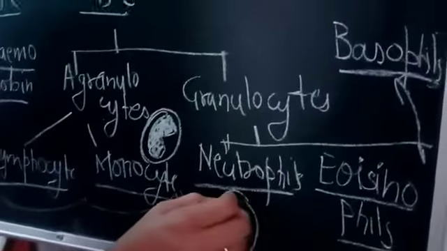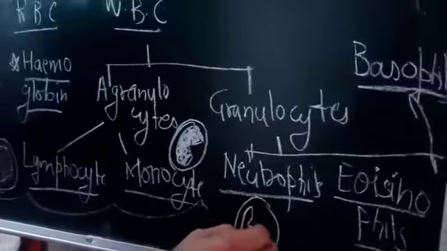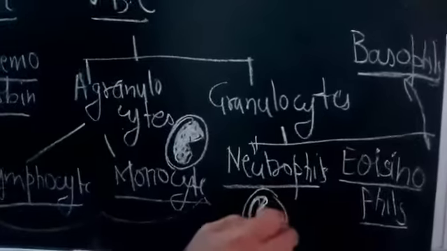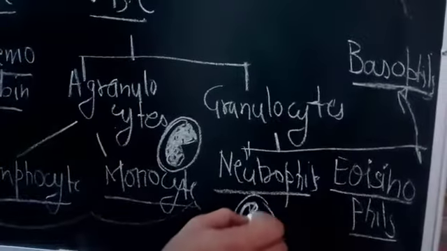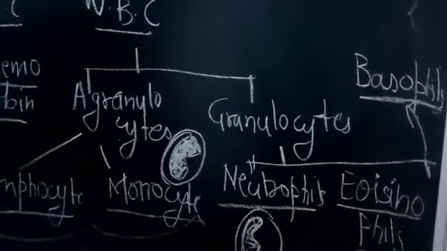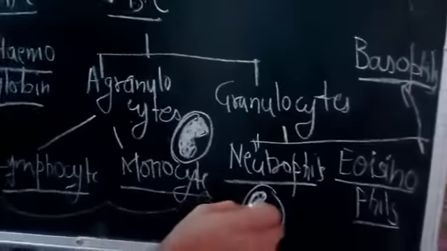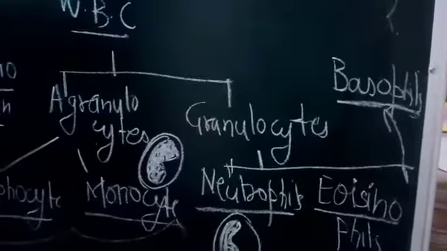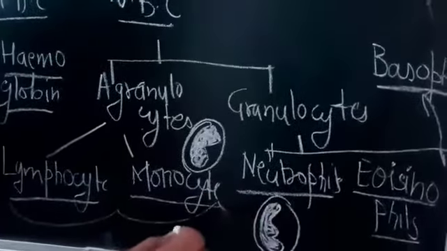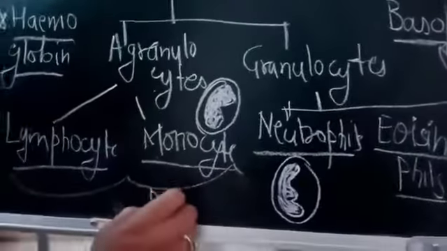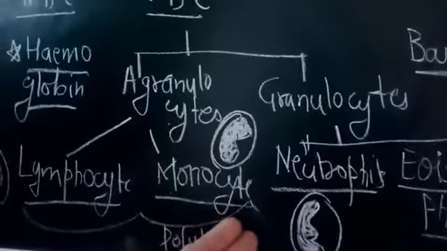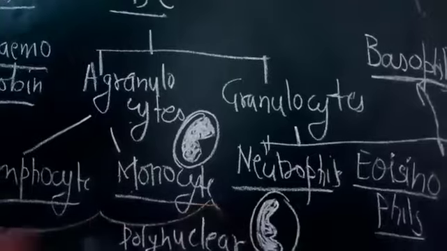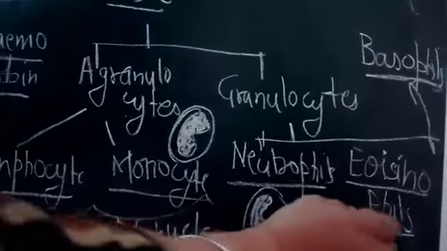Neutrophils have a many-lobed nucleus in them. Lobed means many swellings are there in the nucleus. Number 1, number 2, number 3. So that's why they are also called polynuclear leukocyte. Please keep in your mind this name, that is polynuclear leukocyte. Leukocyte is another name for the WBC.